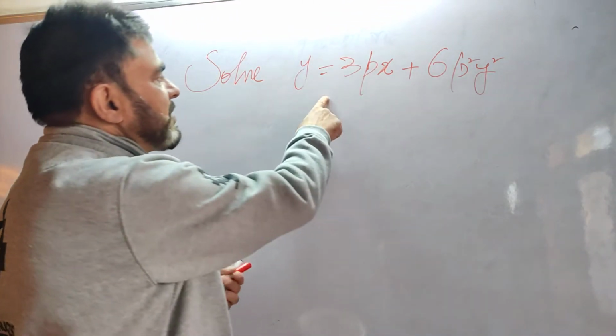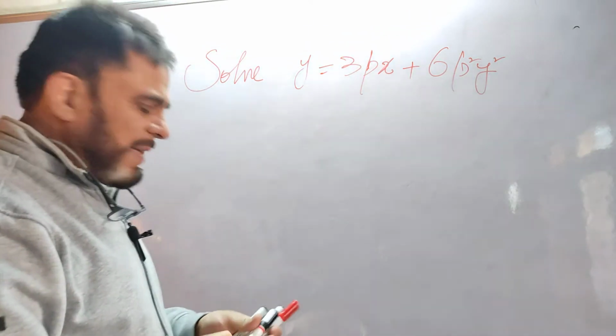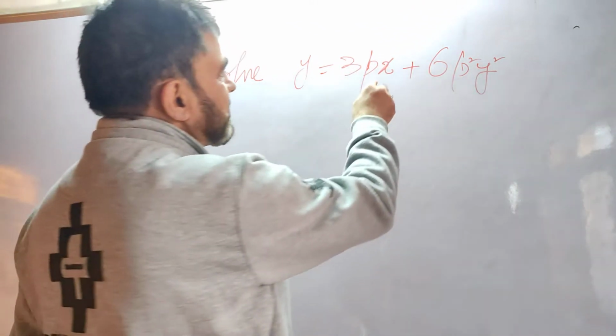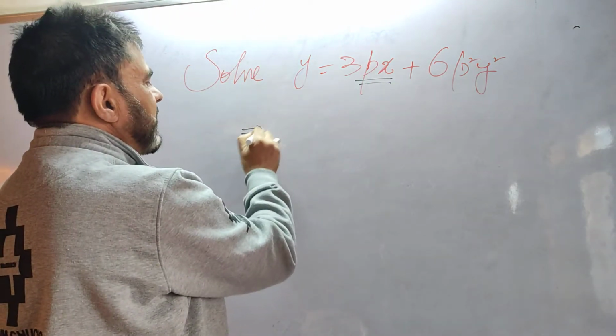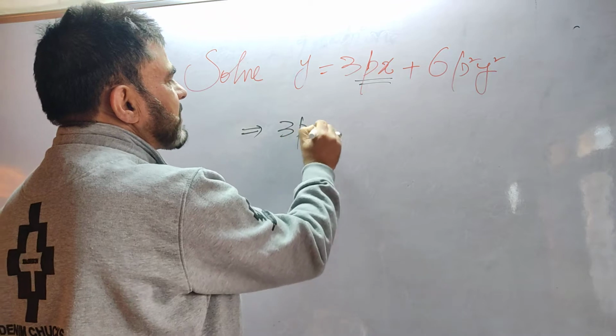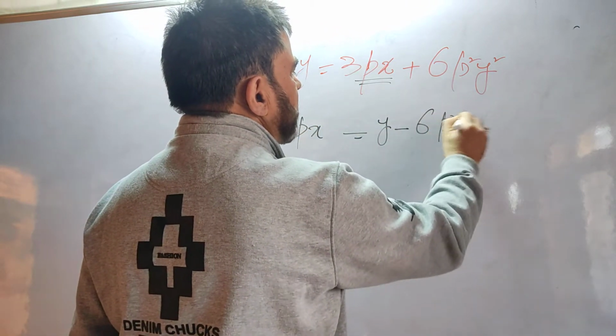This is not an equation which is solvable for y, because it involves y square on this side. But here we observe that x is existing in linear form. We can solve it for x. I can write it as 3px is equal to y minus 6p square y square.